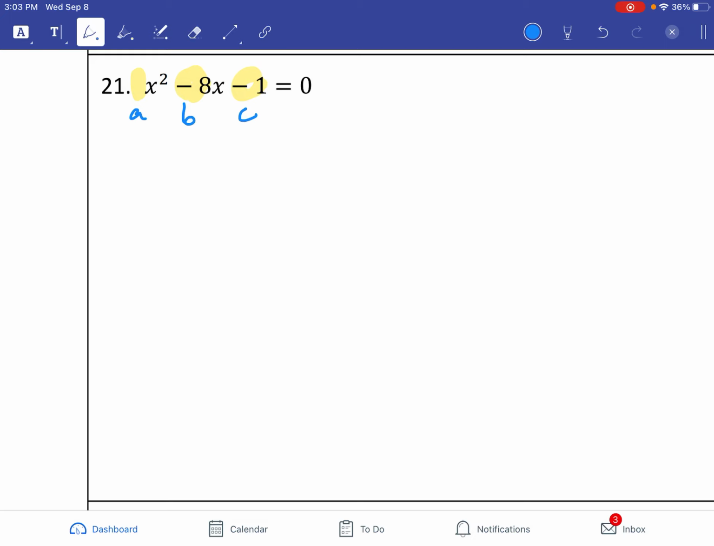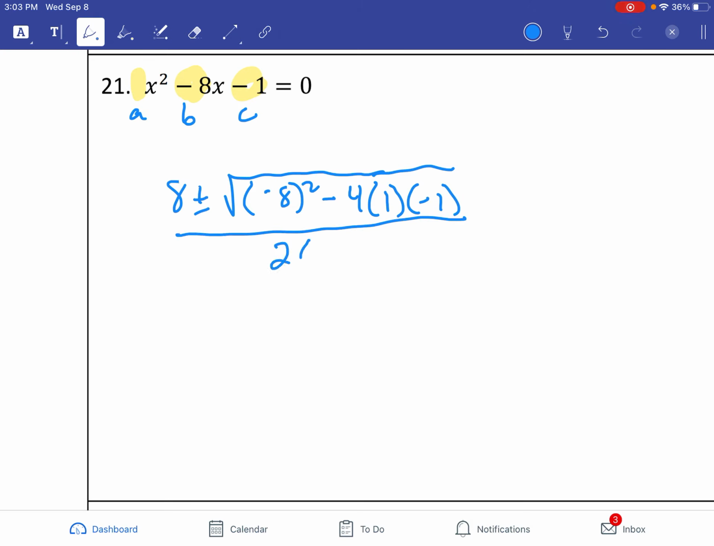So, in the formula it's -b. Since the b is already negative, it's going to be +8 plus or minus the square root of b, -8 squared. Notice I put that -8 in parentheses. Minus 4 times 1 for the a times the c, which is -1, all over 2 times 1, which is the a value. So that's what your formula should look like. Notice the plus or minus between the 8 on the front and the square root sign.